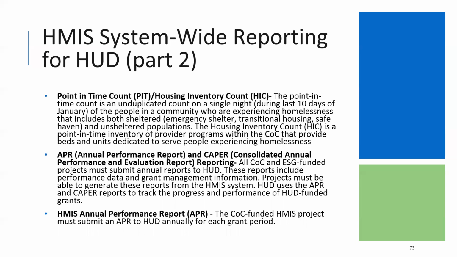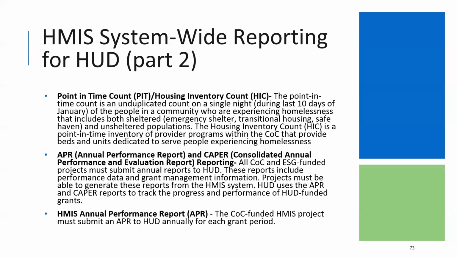The last slide of this module is the rest of the system-wide reporting that's required annually. So we have the point in time count and the housing inventory count. So we've mentioned a couple of times, the point in time count is an unduplicated count on a single night in January of all the people in a community who are experiencing homelessness. That includes sheltered, which is emergency shelters, transitional housing, safe havens, and unsheltered. That's the PIT count.